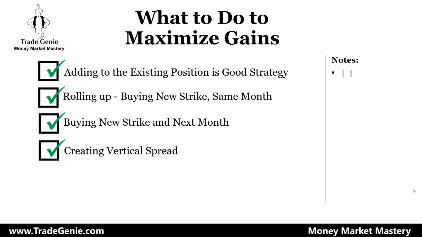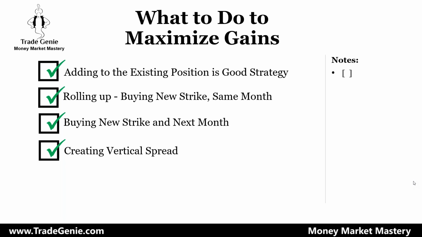If the position is looking good and it's hitting the target and you want to sell it, but you think it will move up, you can create a spread because it's moving up. You can sell the out of the money call. You can buy a new strike. You can buy a new month. So you need to think of all that, what you can do when the position is really moving and you are in great gains and you don't want to liquidate that position.